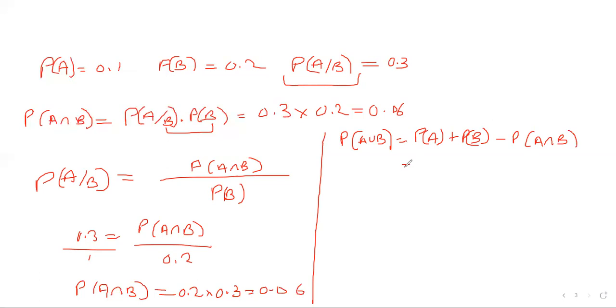So probability of A is 0.1. Probability of B is 0.2. And the intersection is what we just calculated, which is 0.06. So when you add this, we get 0.24. So this is dependent on the answer we just got here. So if this is wrong, the union set is wrong too.